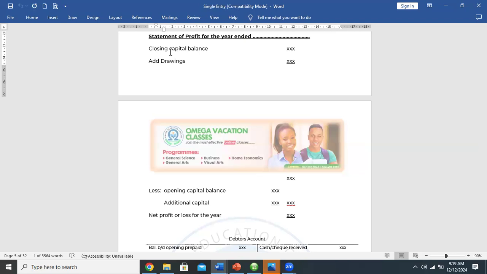Okay, so we'll pick one question in the next session, which is the last session, and we'll see how this statement of profit is actually prepared. But dear professors, grasp this format into your head. Very simple. Closing capital, add drawings, you less additional capital and opening capital.